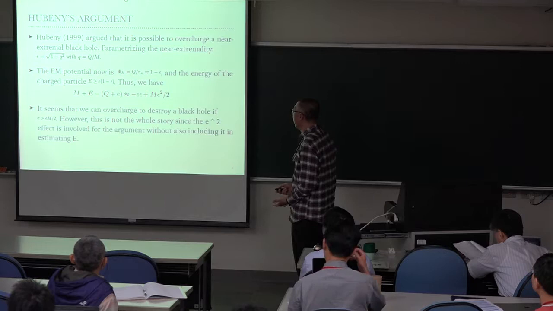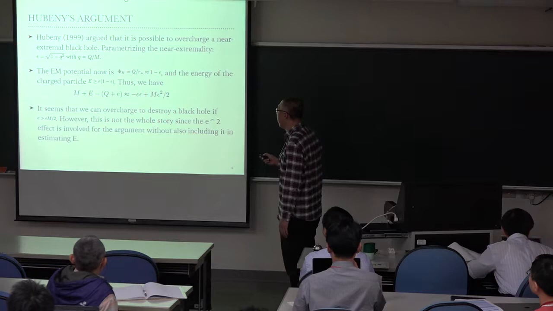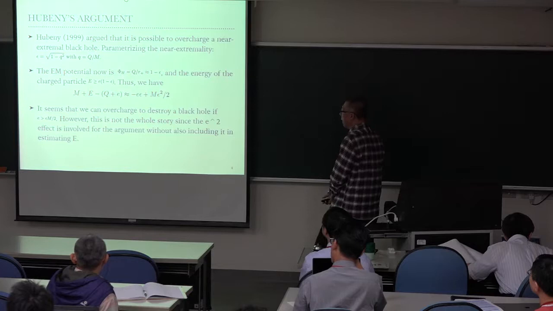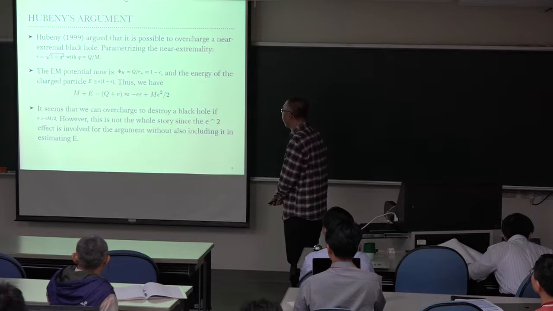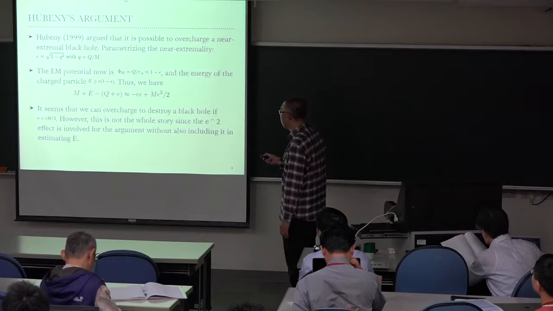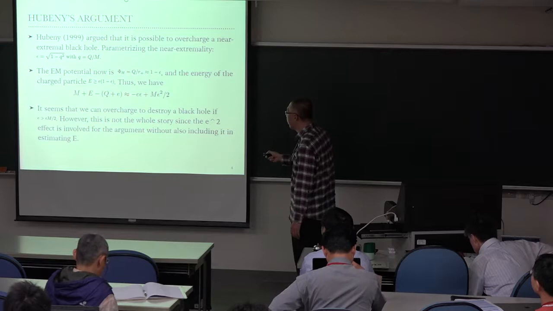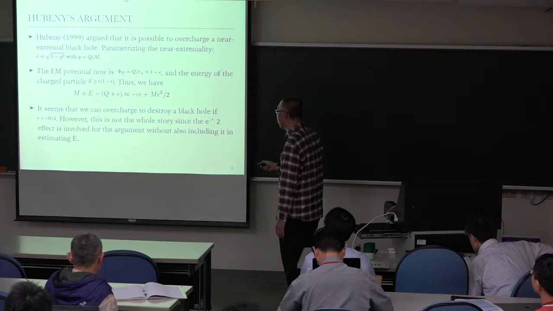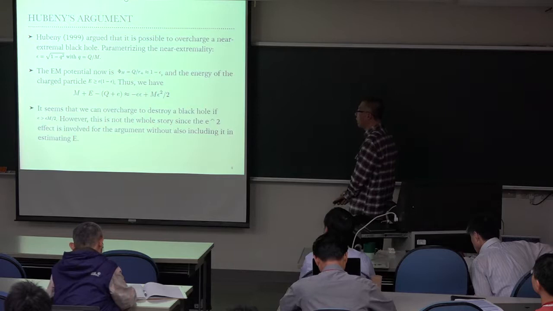Instead of an extremal black hole, it's a near-extremal black hole. So in this case, you can quantify the deviation from extremality by this small number. And then, in this case, the chemical potential on the horizon is no longer equal to 1, it deviates from 1 by this small quantity. Also, the energy condition requires this condition. Then if we start with the near-extremal black hole, we find that the total energy budget ends up like this. So this quantity can be smaller than zero if we require the charge of the particle to be greater than the mass M divided by 2. And then it seems that we can overcharge and the cosmic censorship is violated.